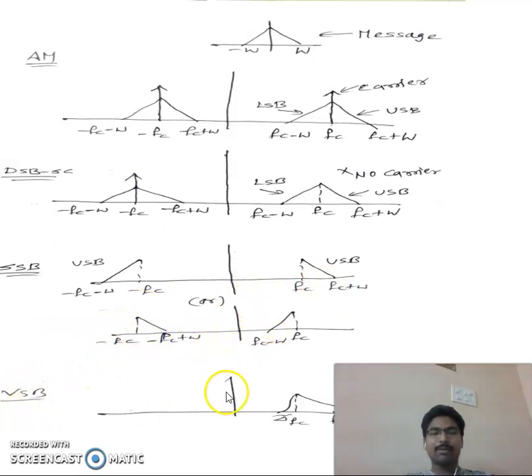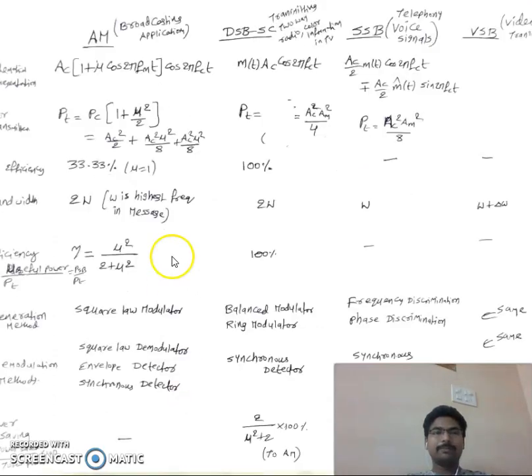In vestigial sideband modulation, we are transmitting approximately the USB, but some small portion of the LSB is also transmitted. The bandwidth here is W plus some delta change that we are transmitting in the VSB. And we will see the comparison table here.